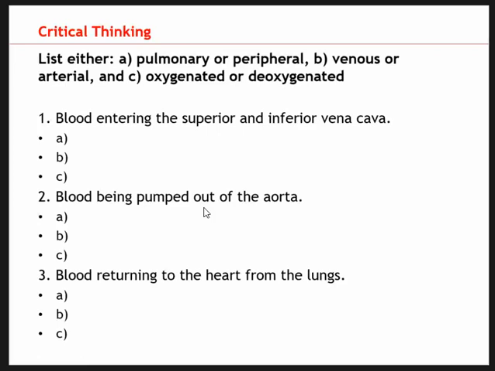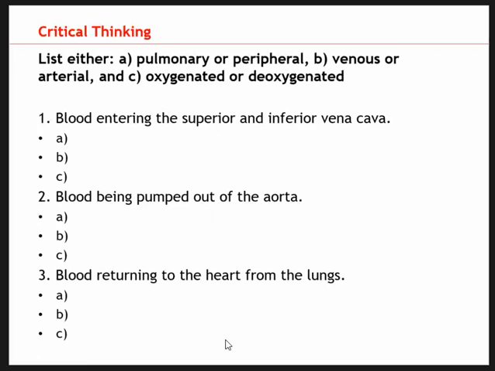So first, blood entering into the superior and inferior vena cava. So this is kind of tricky, pulmonary or peripheral, because it just came from the body. It is about to go to the lungs, but since it just came from the body, it's going to be peripheral. We then have B, venous or arterial. So with this one, venous return. It's the blood just returned back to the heart. Oxygenated or deoxygenated. It is deoxygenated because we just dropped off all of the oxygen to our body. So that's number 1, peripheral, venous, deoxygenated.